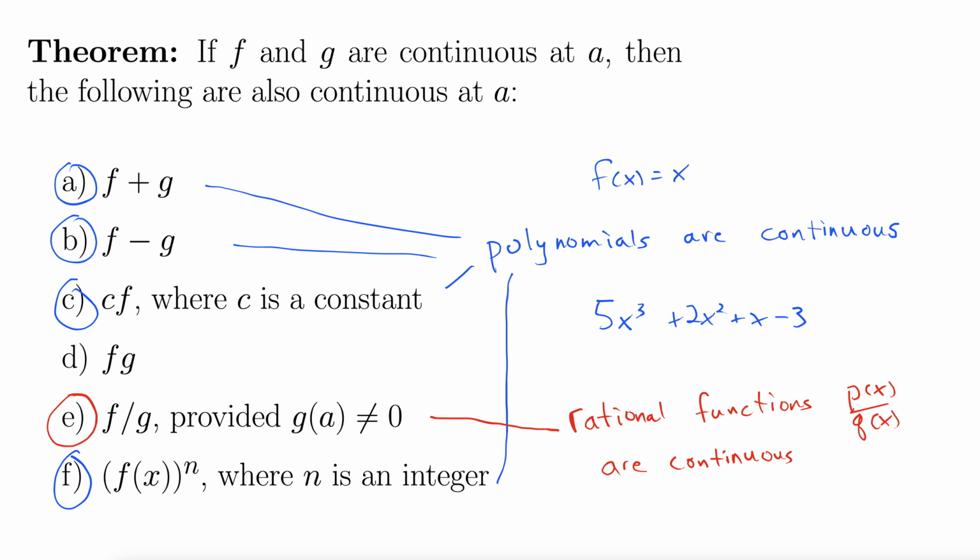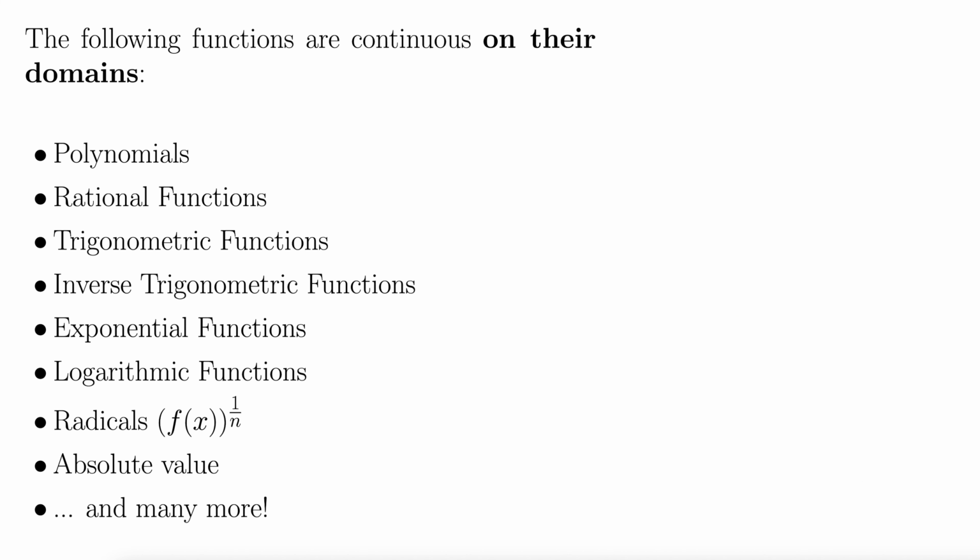So we say rational functions of the form p of x over q of x, that's how we usually talk about rational functions, are continuous, and of course provided that, we'll say q of x in this case, does not equal 0. And we can go on and on like this and build up a list of continuous functions, so let's bring up such a list. The following functions are continuous on their domains.